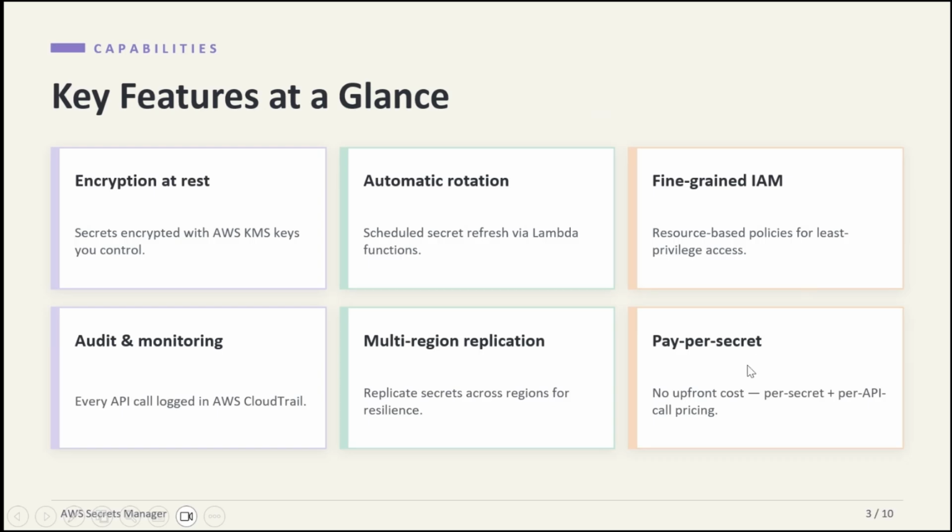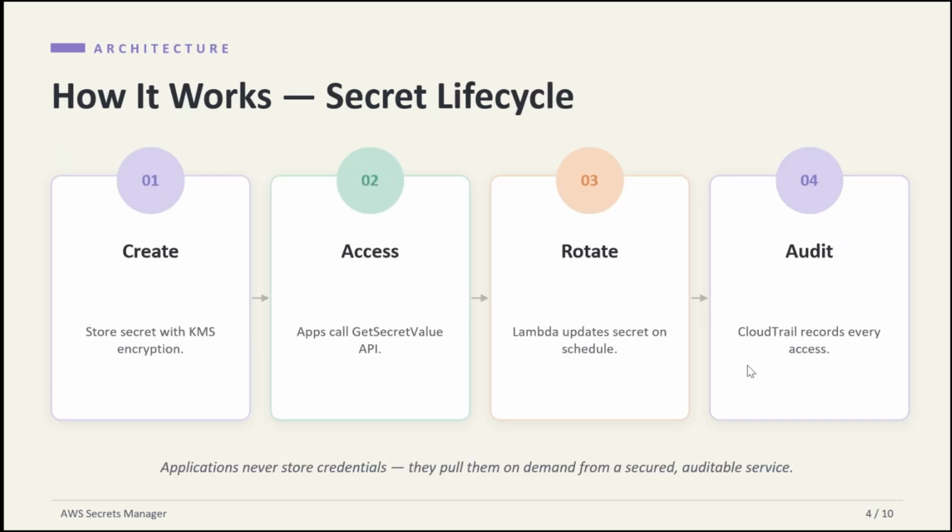So it's pay per secret, 40 cents per secret and 5 cents for API calls, up to 10,000 API calls. So in Secrets Manager, you can create the secret and store it. You can access it using the Get Secret API. I'm going to show the link. And you can also rotate the keys based on the schedule frequency that you want. In the backend, it will create a Lambda function. The Lambda function will take care of the rotation, and whenever you are making the API call or accessing that secret, everything will get tracked in CloudTrail.